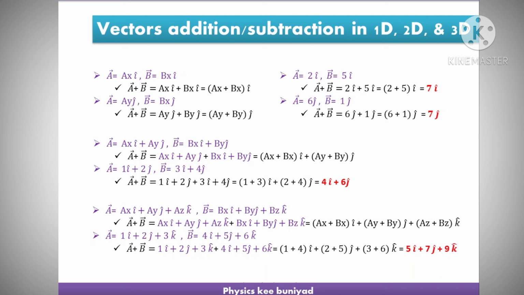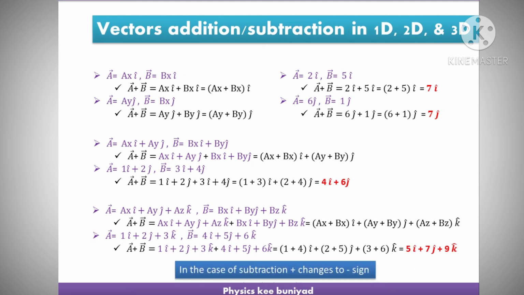For subtraction, we can simply change the positive sign to a negative sign, and the rest of the thing is as it is.